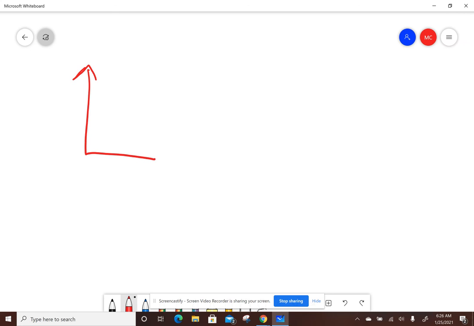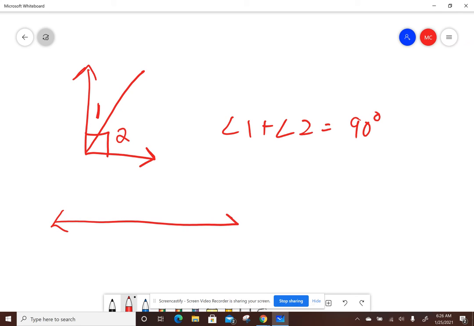Complementary angles are when angle 1 plus angle 2 equals 90. So I make this a 90-degree angle. If this is 1 and this is 2, they are complementary. Supplementary angles add up to 180. This is a straight angle, which is 180. So if this is 1 and this is 2, angle 1 plus angle 2 equals 180. So supplementary angles add up to 180.